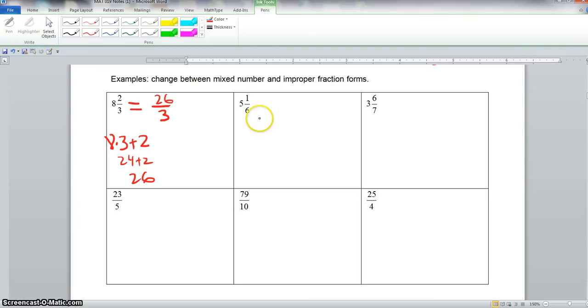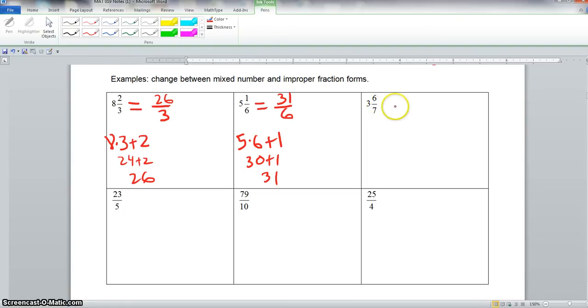Now we have 5 and 1/6. Again, we carry over that denominator. Now, to find the numerator, we'll take the whole number times the denominator plus the numerator. 5 times 6 is 30, plus 1 is 31. So 31 would be our numerator.